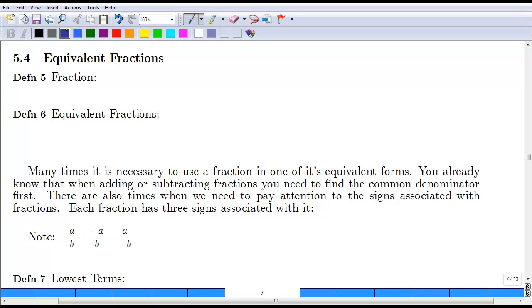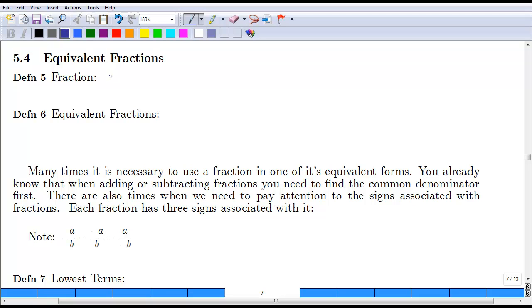This lesson deals with equivalent fractions. So before we get started, let's just talk about a couple of definitions. The first one being a fraction. I'm sure you've all seen fractions at some point. And just think about how you would define a fraction. Usually it's thought of as two numbers divided by itself, which is exactly what the definition is.